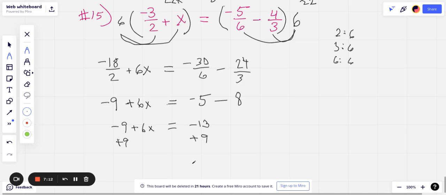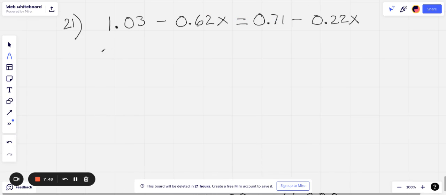So I'm going to add 9x to both sides, and I get 6x equals negative 4. So x, if I divide both sides by 6, I get x equals negative 4 over 6. And these are both even numbers, so I can divide them both by 2, and I get negative 2/3. Okay, I'm going to stop here and do some decimal problems in a minute.